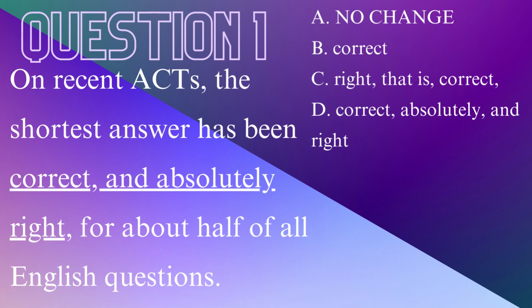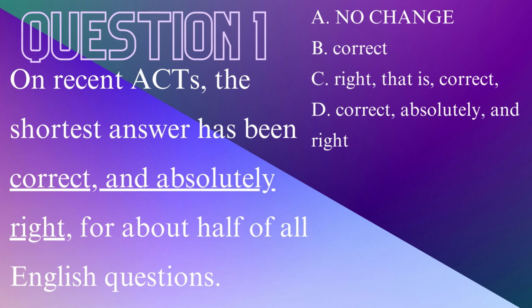But it still helps to substitute each of the answer choices for the underlined section to see what sounds correct to you. If I were to read this question, I would try that as is, so that would be A. On recent ACTs, the shortest answer has been correct and absolutely right for about half of all English questions.